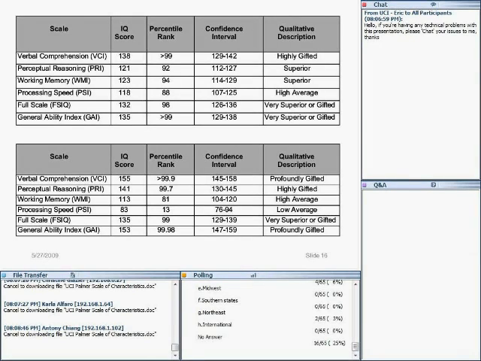Somebody asked about the standard error of measurement. So all IQ test manuals will give you confidence intervals. So, for example, if we're looking at the General Ability Index, the GAI, of 135, this is the 95th percentile confidence interval. We can be sure with a 95% degree of confidence that the score this person would have gotten had there not been any error in the test would be in the range of 129 to 138.